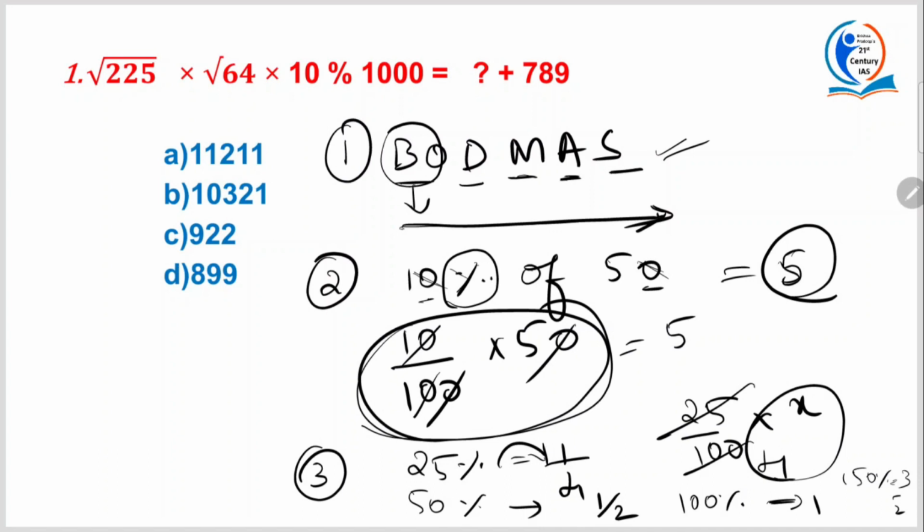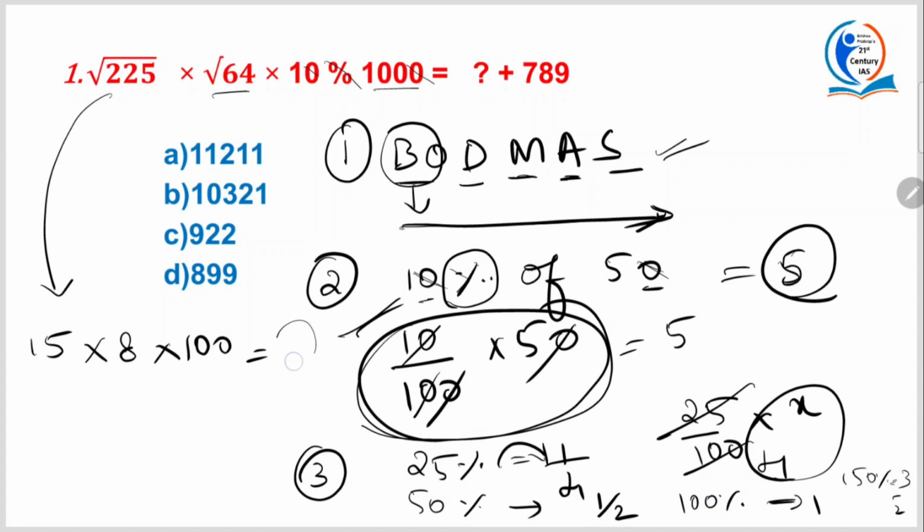Okay, root over 225 into root over 64 into 10% of 1000 is equal to some number plus 789. Now, what is that number? Now, what is root over 225? It is 15, right? 15 square is 225, into root over 64 is 8, into 10% of 1000. Now, what did I teach you here? 1% and 2 zeros are gone. So, the answer here is into 100 is equal to some x plus 789, right?